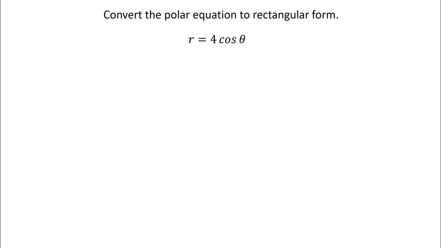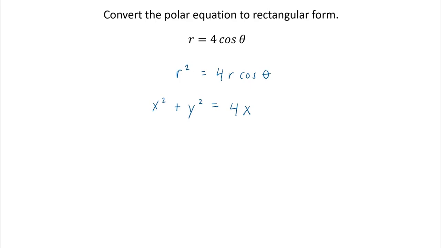So let's multiply both sides of the equation by r. That's going to give us r squared on the left and 4r cosine theta on the right. Well, we know that r squared is equal to x squared plus y squared. That's why we wanted to get the r squared in the first place, so that we could replace it with x squared plus y squared. But then we also know that on the right, r cosine of theta is equal to x.